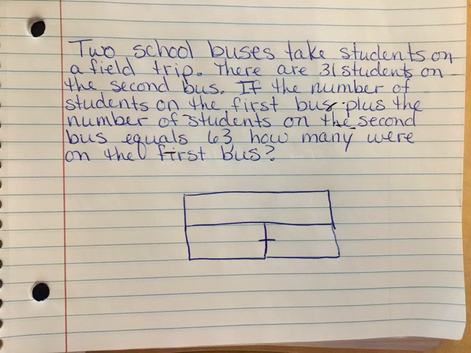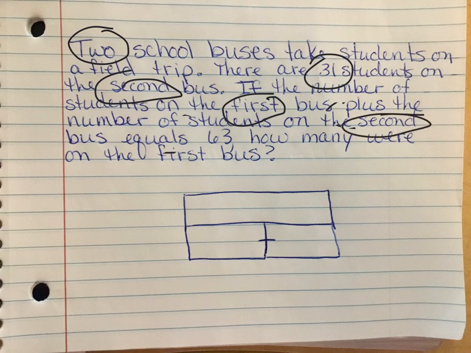And we're going to circle the numbers that we're dealing with. 2 school buses. Well, 2 is a number. 2 school buses take students on a field trip. There are 31 students on the second bus. Well, 31 is a number, second bus is a number. If the number of students on the first bus plus the number of students on the second bus equals 63, how many were on the first bus?